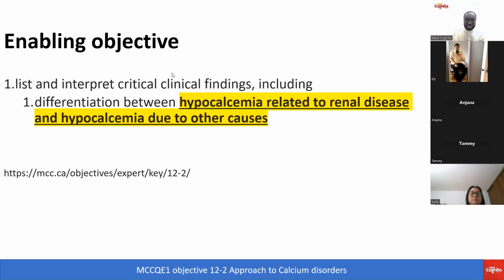Next objective. List and interpret critical clinical findings, including differentiating hypocalcemia related to renal disease and hypocalcemia due to other causes. So if I were you, this is also another thing I'm going to write. Don't just say, I've learned hypocalcemia. The objective is saying that while you are learning hypocalcemia, you should be able to tell, if you are presented with a patient, which hypocalcemia is as a result of kidney disease and which hypocalcemia is as a result of other things. And how would we be able to note that?